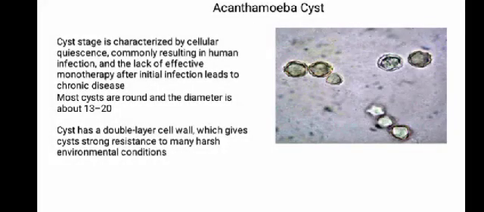Acanthamoeba cyst: unlike trophozoites, the cyst has a double-layer cell wall, which gives cysts strong resistance to many harsh environmental conditions. The outer layer consists of a laminar fibrous layer, also known as the ectocyst, while the inner layer is made up of fine fibers, also known as the endocyst.